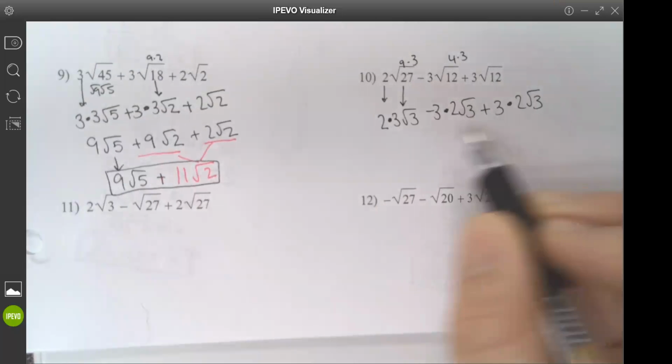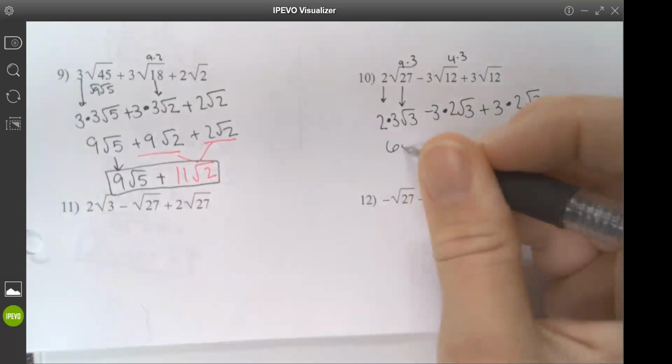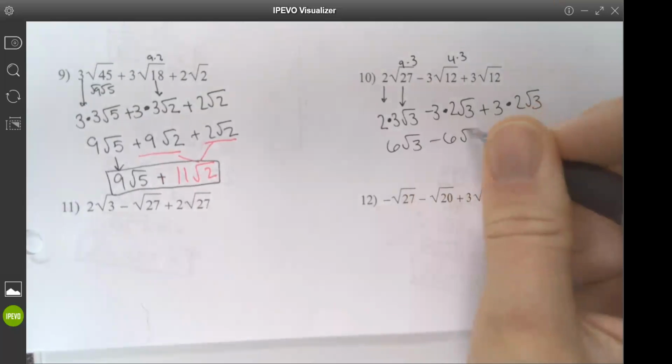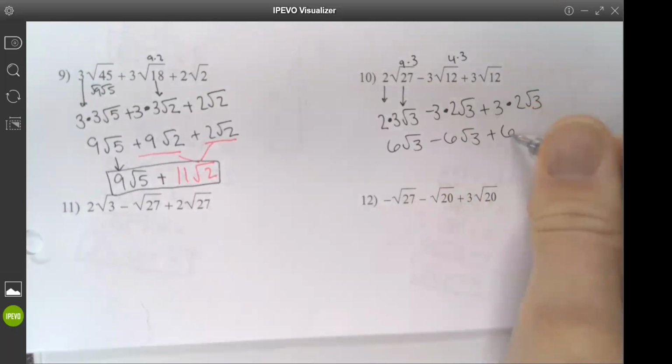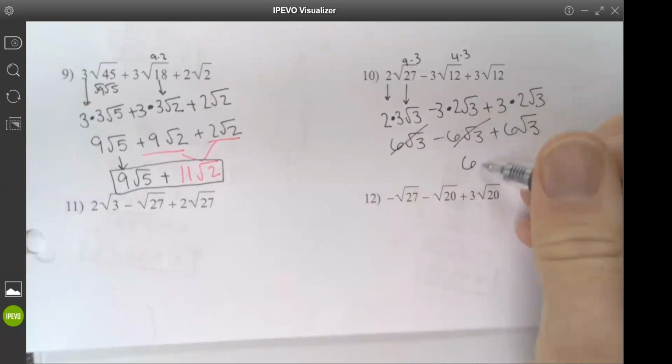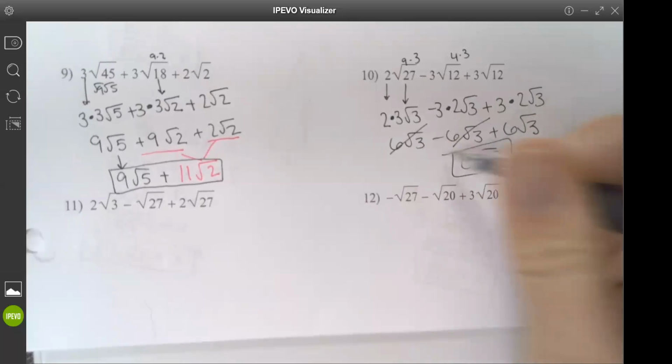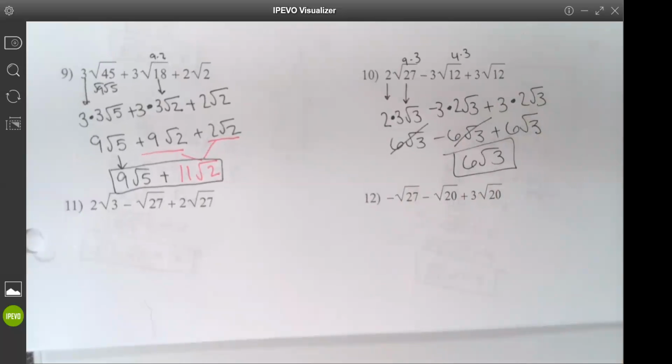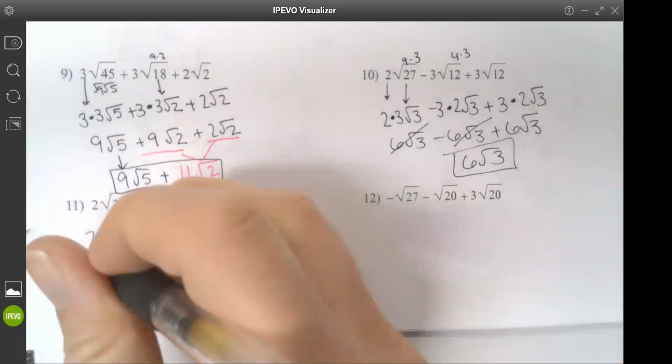Those coefficients get multiplied by what I simplified by. So 6 rad 3 minus 6 rad 3 plus 6 rad 3, right? So these will cancel, and it will leave me with just 6 rad 3. And $11, this one stays the same.